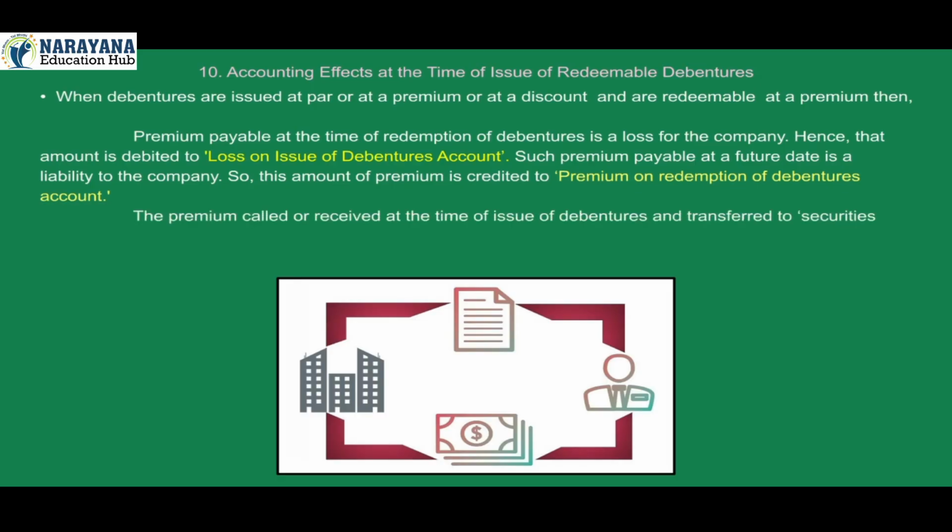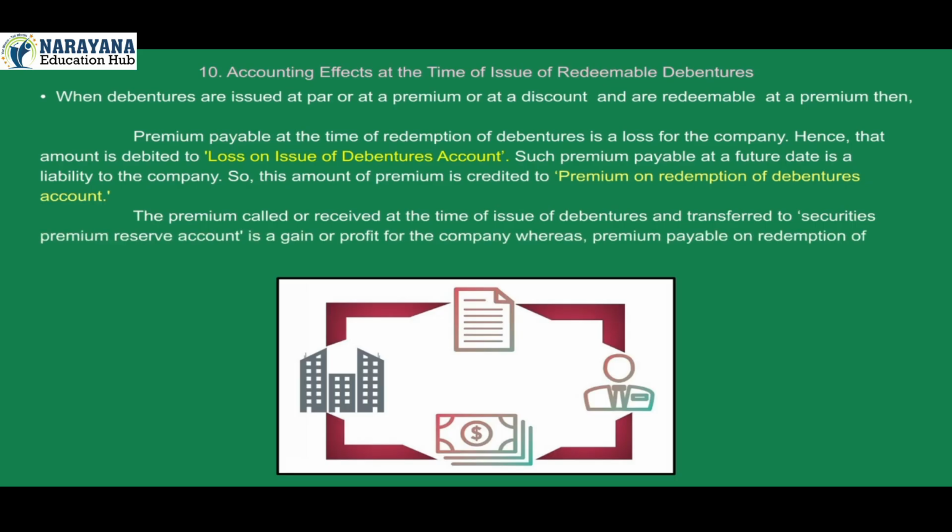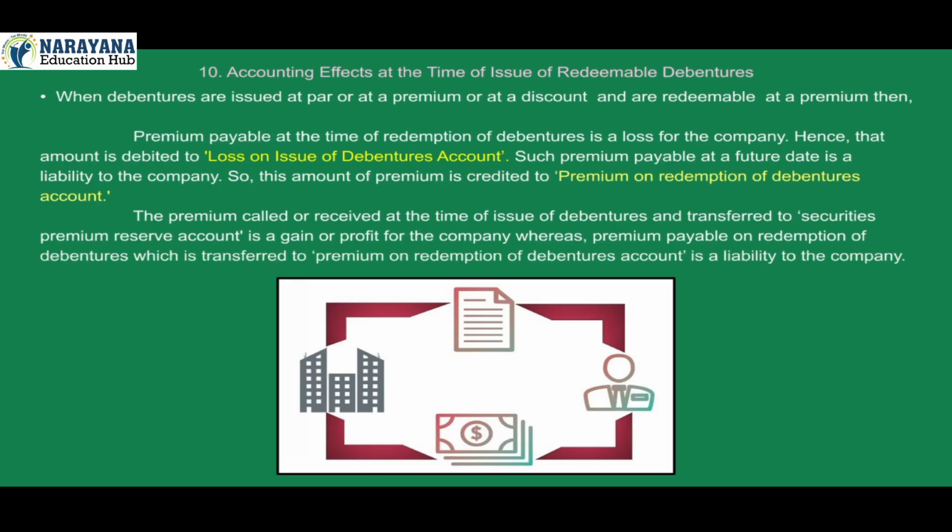The premium called or received at the time of issue of debentures and transferred to securities premium reserve account is a gain or profit for the company, whereas premium payable on redemption of debentures, which is transferred to premium on redemption of debentures account, is a liability to the company.